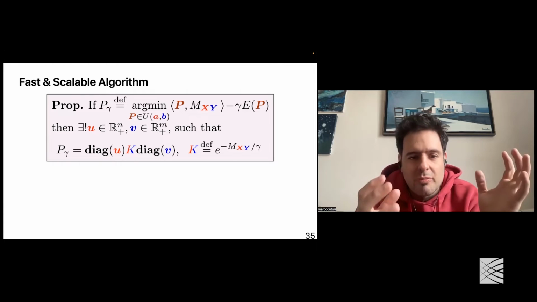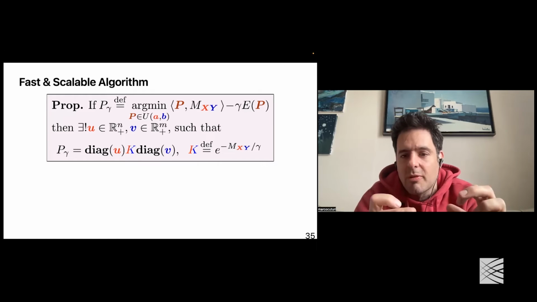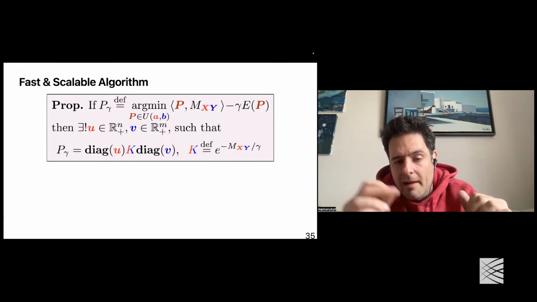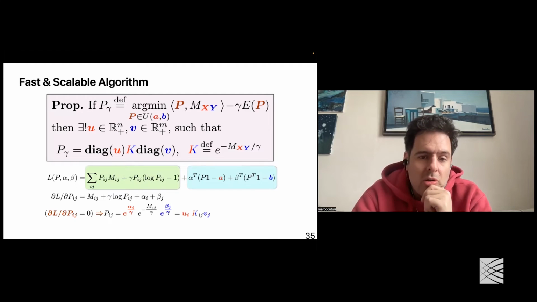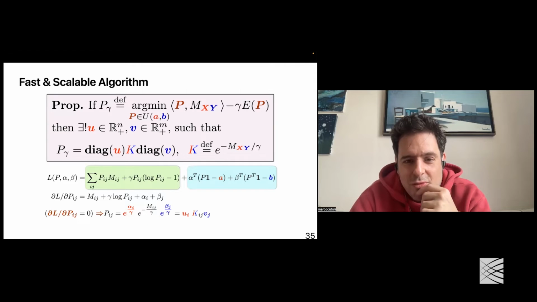But it's basically going to be a diagonal on the left times the matrix K, which is the element-wise exponential of minus the cost matrix that you had, and then the diagonal of v. How do you get there? Well, just trust me. We'll share the slides. It's just first order methods, the first order differentiation, Lagrange method of multipliers.